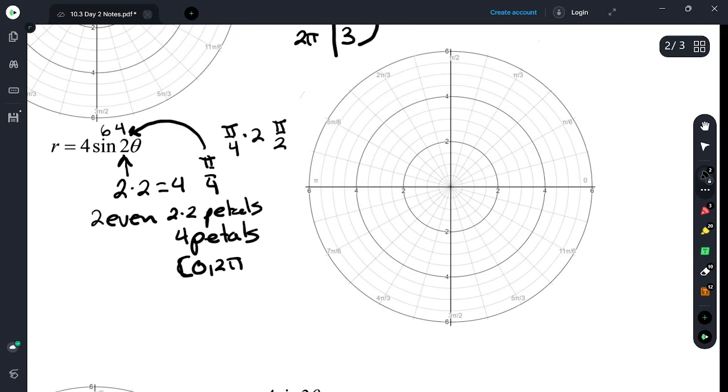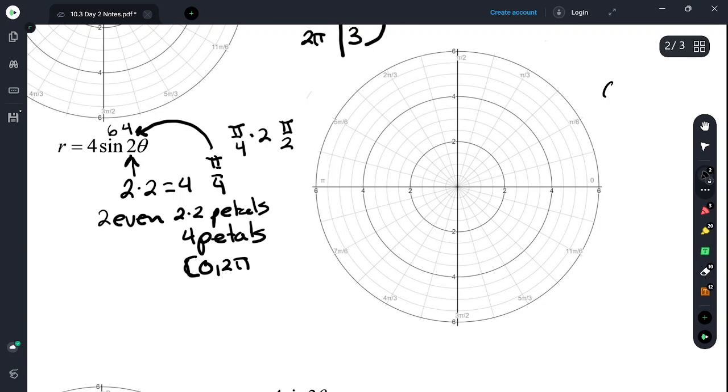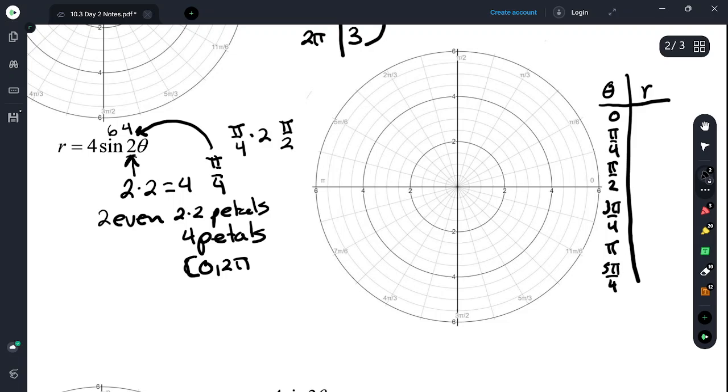So let's get the chart. Where should we put it? Should we put it over here? Let's go theta and r. We've doubled that coefficient. We're going to count by pi over 4s, and we've got to go all the way to 2 pi. So 0, 1/4, 2/4, 3/4, 4/4, 5/4. I've got to keep going. 6/4, 7/4, and then finally 8/4 is 2 pi.